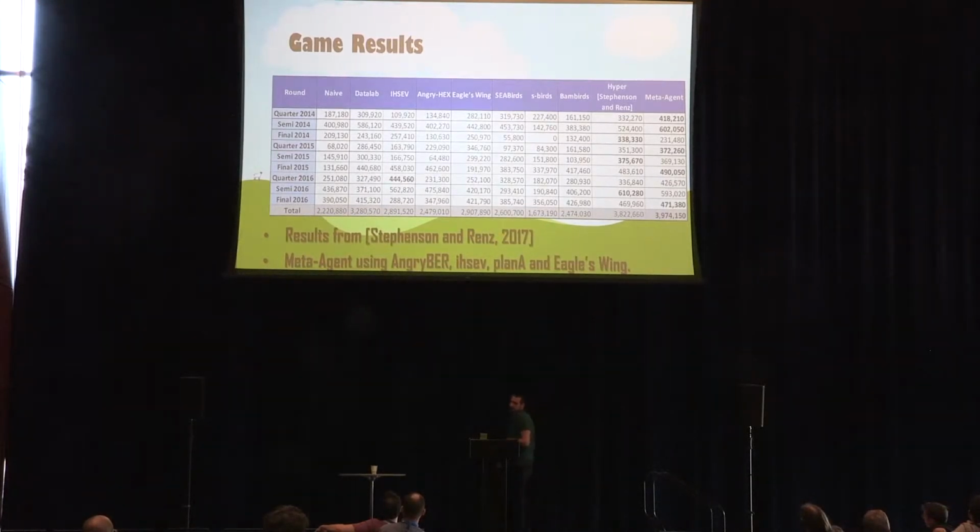And it even managed to outperform the hyper agent most of the times, even though the hyper agent has access to more agents, because Stephenson and Renz are actually the organizers of the competition, so they had all the agents which they could use, but we had only 4 agents listed below, which are the open source agents.